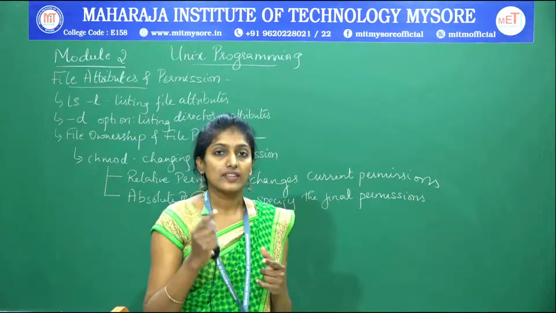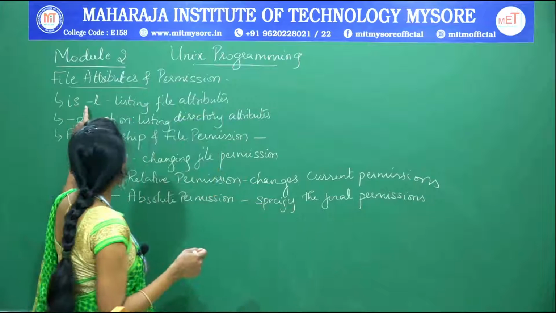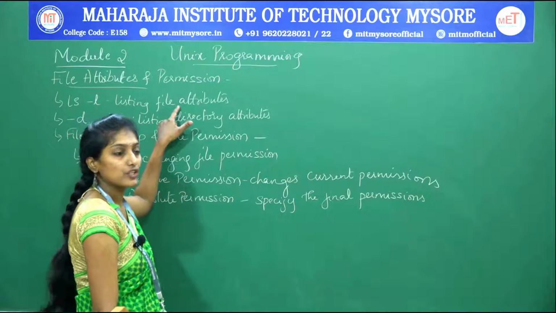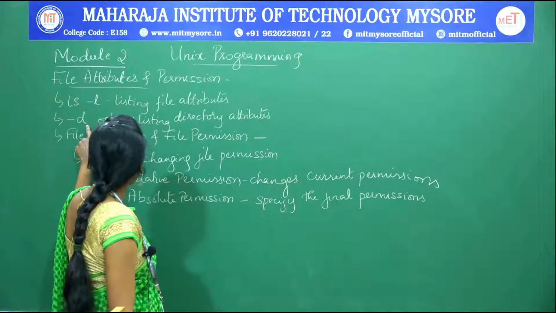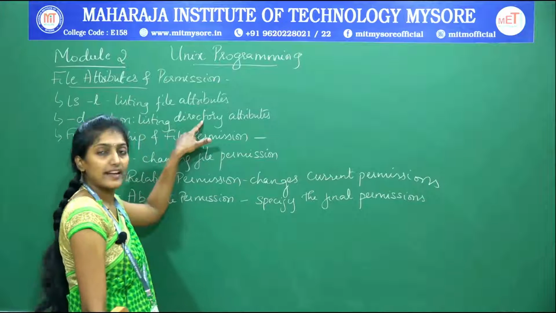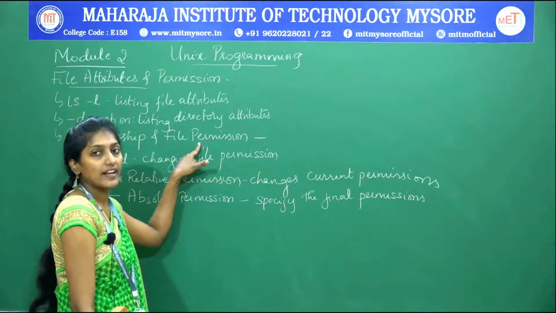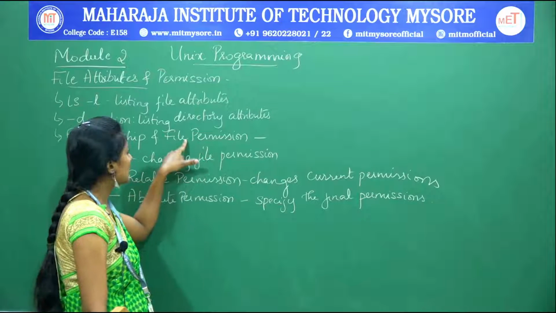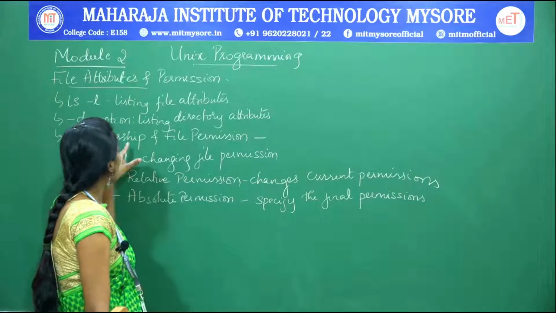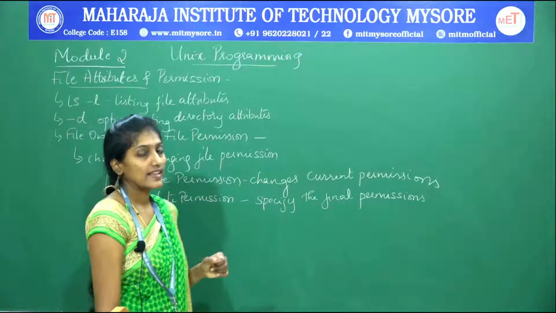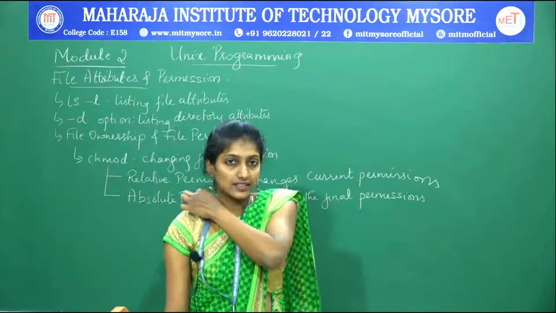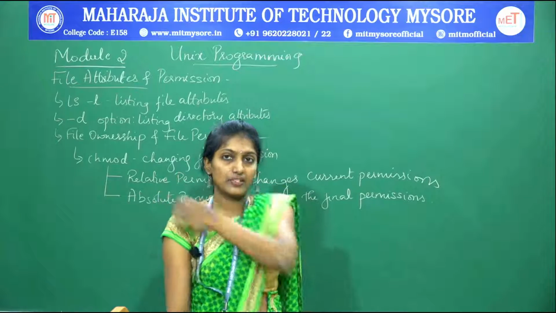First we discussed ls -l, listing the file attributes. Next, the -d option, listing the directory attributes, and also the file ownership and the file permission. So these are the contents we had discussed. The first content was ls -l. What does this ls -l represent here?